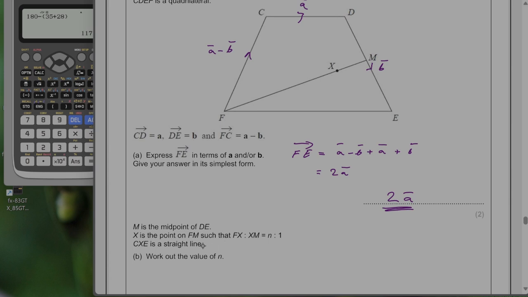Right, M is the midpoint of DE. X is the point on FM such that FX to XM is equal to n to 1. CXE is a straight line. Work out the value of n.